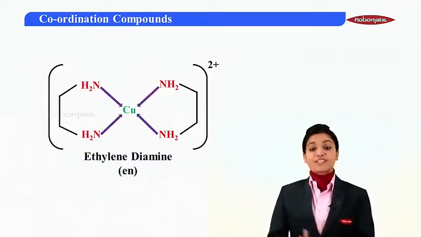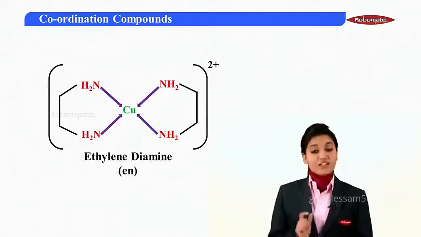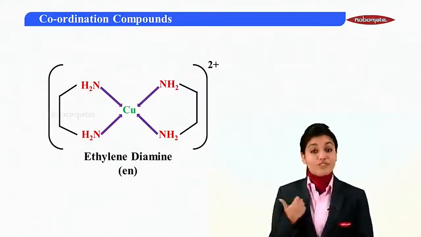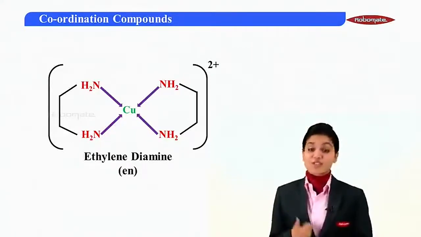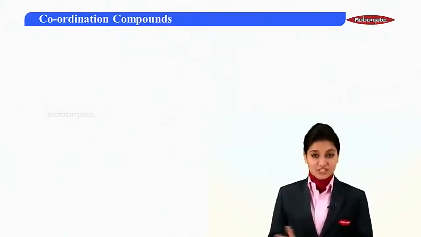Moving on to ethylene diamine, if you see here, it is forming bonds with one single metal atom, and therefore a ring-like structure is formed which is called a chelate. The ligand is a chelating ligand, and the process is called chelation. So this is a chelate here.